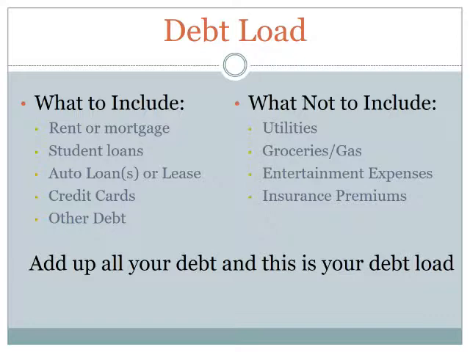Your debt consists of your rent or mortgage, student loans, auto loan or lease payment, credit card debt calculated by the minimum monthly payment, and any other debt you may carry, such as child support, other personal loans, or alimony payments. What don't you include in your debt? The things you don't want to include in your debt are things like your utilities, so gas, cable, electric, etc., your groceries, gas, money you spend on entertainment expenses like movie tickets, eating out, and insurance premiums like auto insurance or health insurance. Those kinds of expenses belong in your budget.